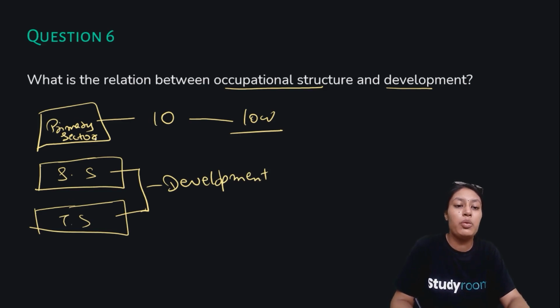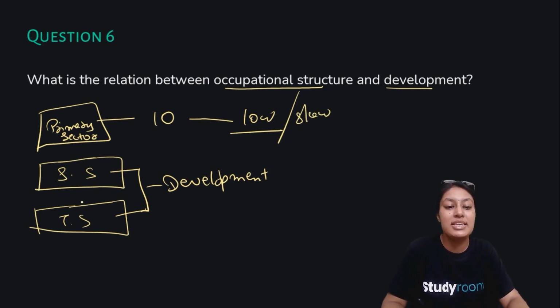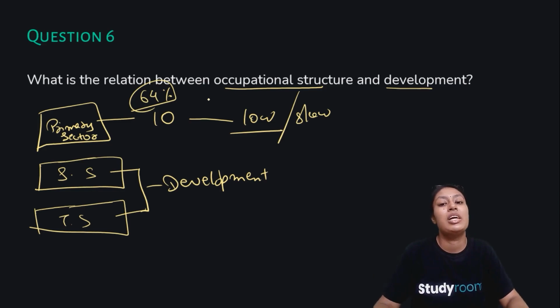If more people are working in the primary sector, development is low and sometimes slow, because the secondary and tertiary sectors deal with technology, while the primary sector involves agriculture, fishery, dairy, forestry, which does not involve technology, right? Something which is not technical does not lead to development in today's world. In India, majorly 64% of people are involved in the primary sector. So that is why development is considered to be slow and low.